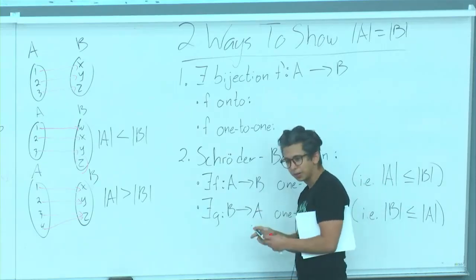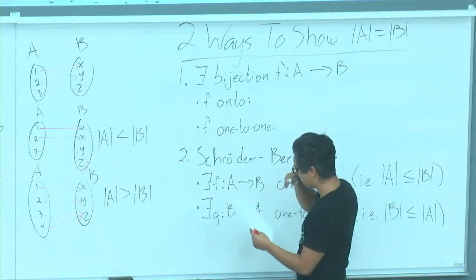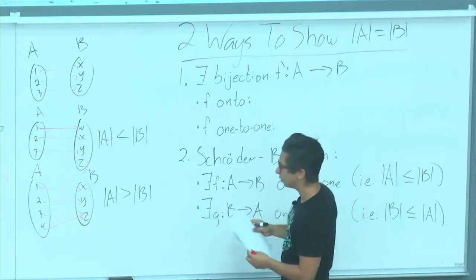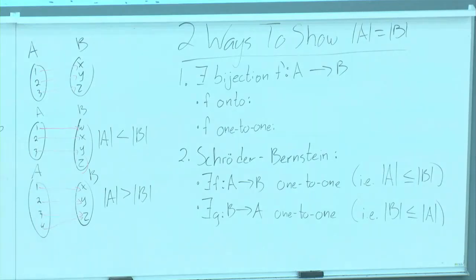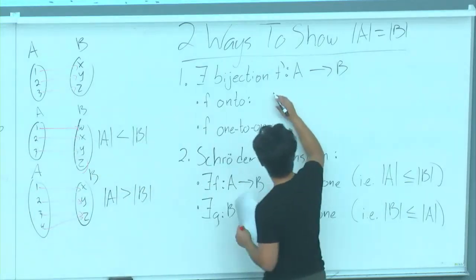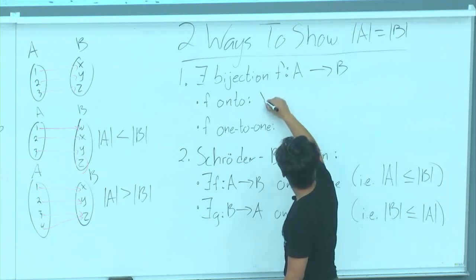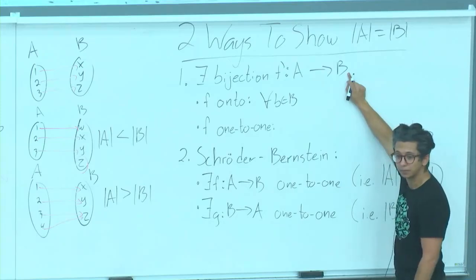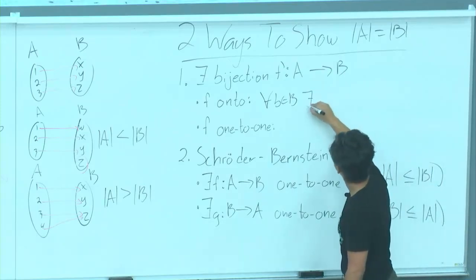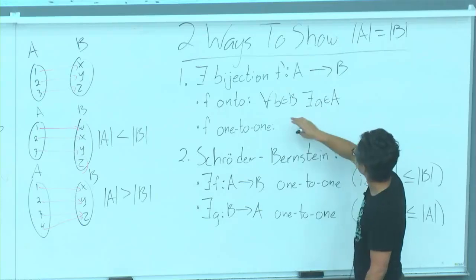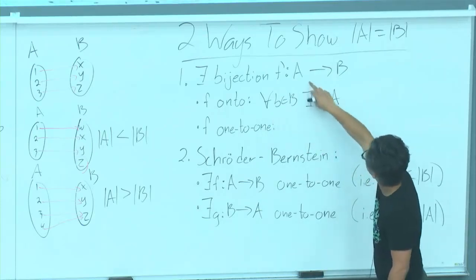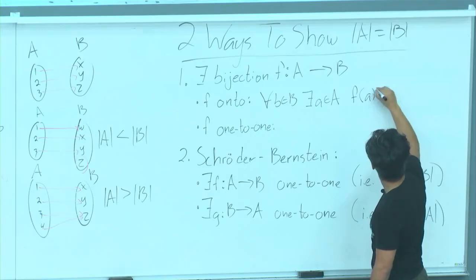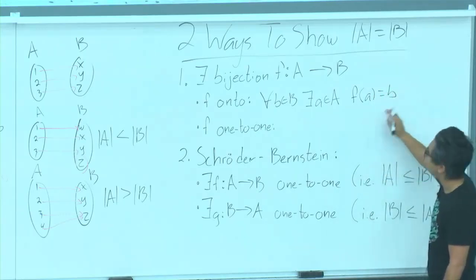So I'm just going to write out the definitions, and we're going to reason about them. But what it means for something to be onto is that, OK, I guess I'll just write it. Something to be onto is that everything in B, you could choose anything you want in B, and there should be something in A that maps to it. That is, for every b in B, there's something in A such that f of a equals b. Right? We don't want anything left out.